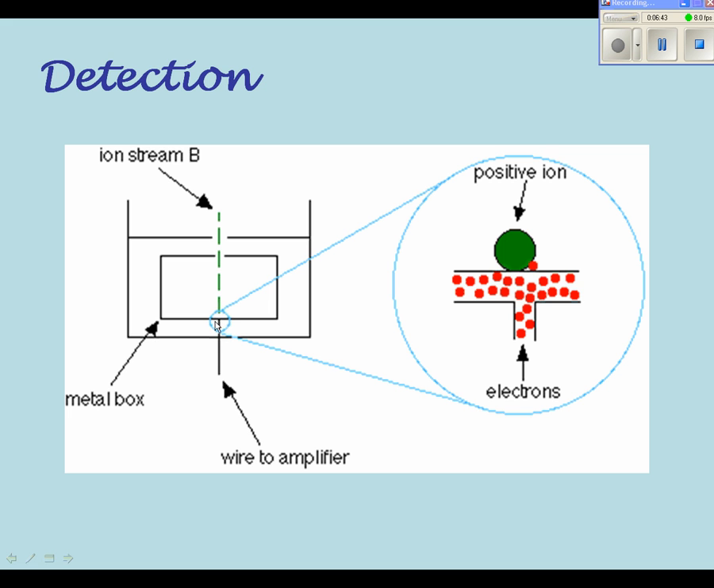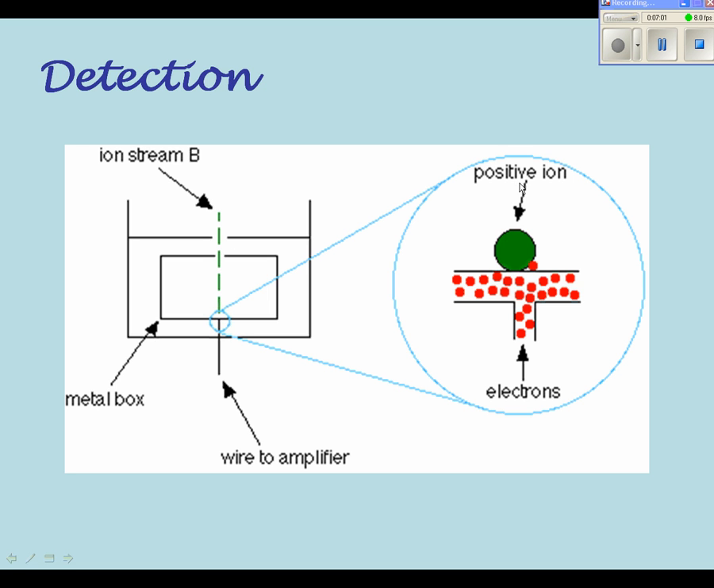Now, that plate is connected to an amplifier because there are not that many particles that hit this plate, and so any signal that is received, any ions that hit that point, the signal must be amplified. So it's connected up to an amplifier.